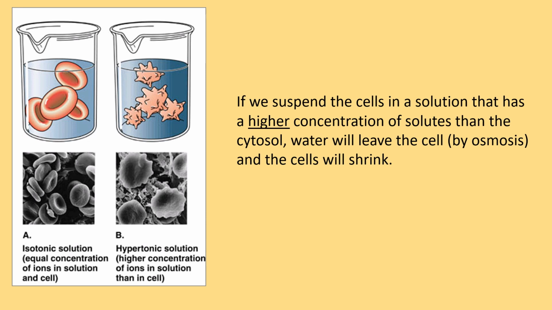Next, we can see what happens when we take those same red blood cells, but we put them into what's known as a hypertonic solution. The hypertonic solution, shown here in a darker shade of blue, has a higher concentration of solutes than the solution inside the red blood cells. So these red blood cells are suspended in, you can think of it as, a saltier solution, if you like.